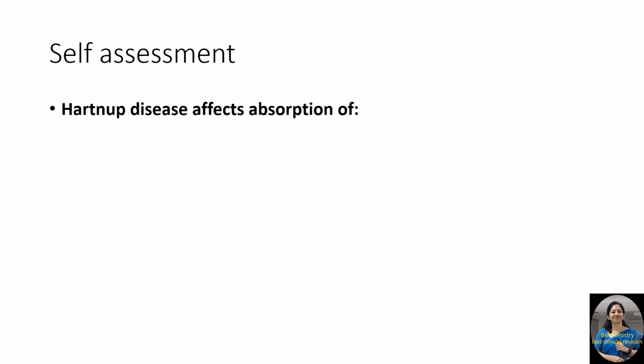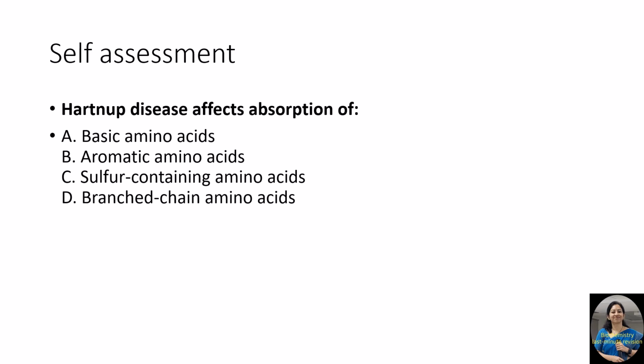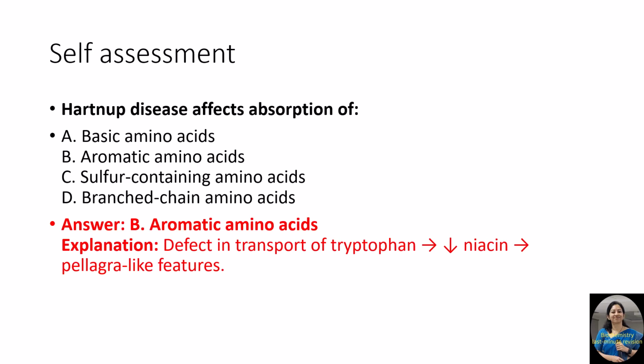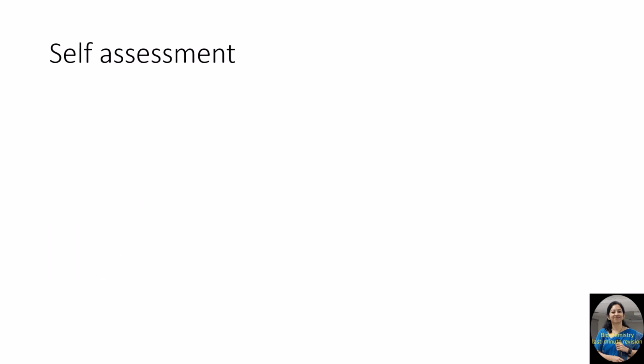Hartnup disease affects the absorption of basic amino acids, aromatic amino acids, sulfur containing amino acids and branched chain amino acids, and the answer is aromatic amino acid, or neutral amino acid. You can choose neutral amino acid if it is present in the options, and if aromatic amino acids are mentioned, you can choose this. This is because the defect lies at the level of the small intestine or the PCT of the kidney. So here also pellagra-like symptoms are there because of decreased formation of niacin.